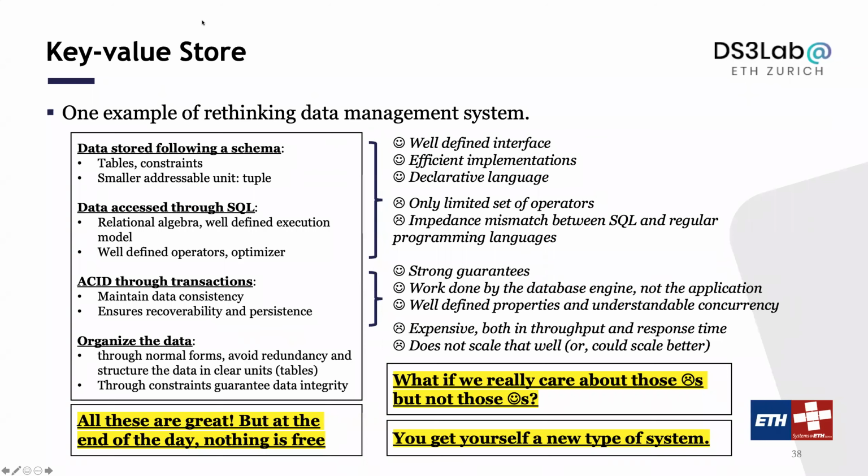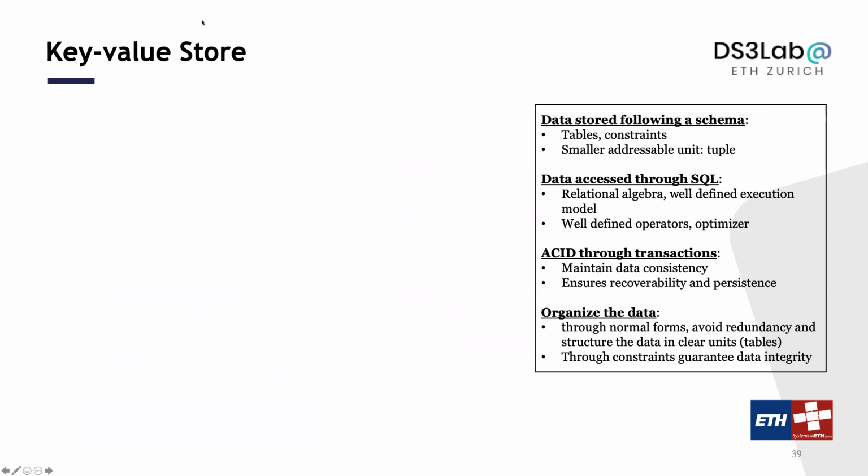If you assume in your application you don't need all those good things provided by the relational database system, then of course you should build a different type of system to be faster, be more scalable, but you lose some of the guarantees you have. And that gave us the key value store, which is actually one exercise people are doing. When I started my PhD, it was really hot, like 10 years ago. So people started rethinking how to build a data system if I do not care about a lot of things that you see on the right-hand side.